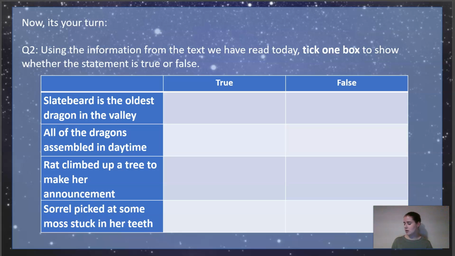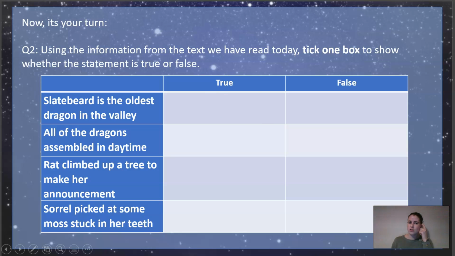So if I have a look, I'm going to start on my first page of my chapter. Well, I found Slatebeard as my first word. So Slatebeard, the oldest dragon in the valley. Well, now I can see oldest is in there as well. So if I have a look at this, it says Slatebeard is the oldest dragon in the valley. Well, I can see from my very first sentence that that is indeed true. So for that first one here, I can put a tick.